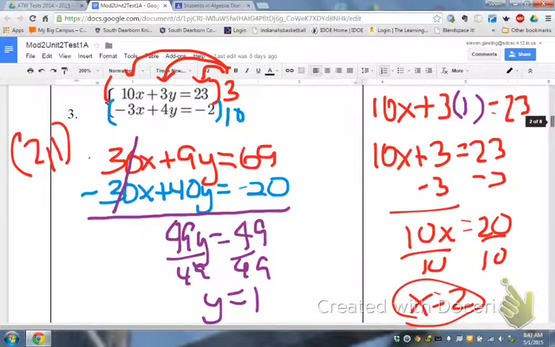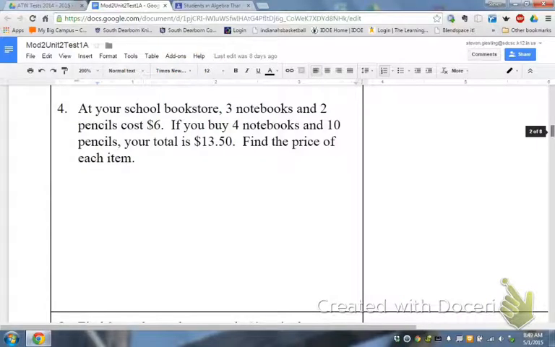Number 4, it's the same process, we just have to write our own equation. At your school bookstore, 3 notebooks and 2 pencils cost $6. So we'll let x be notebooks, and we'll let y be pencils.